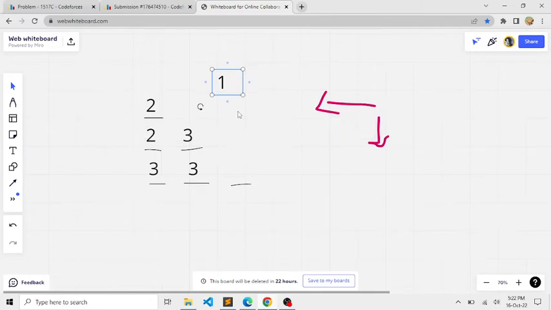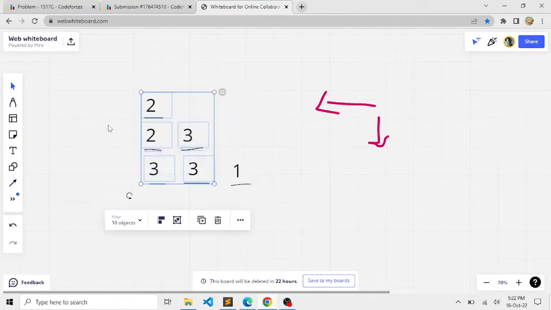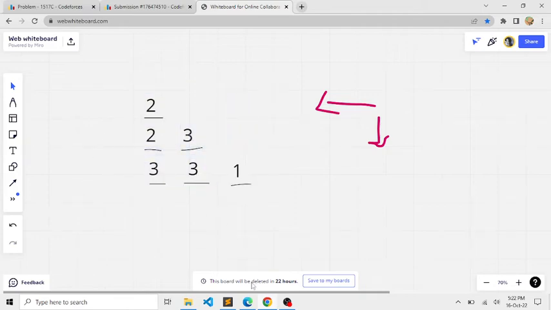Now for the final element 1, I'll place it here. Now 1 need not be processed any further because it is already a complete region. So this is how we'll solve the problem. I hope it is clear enough. Now let us have a look at the code.